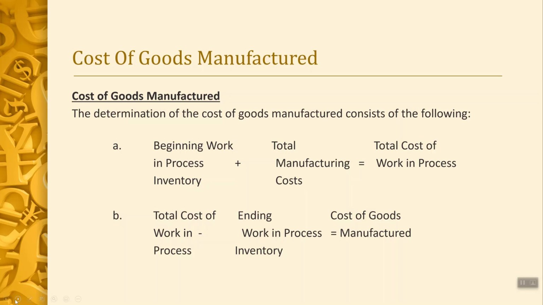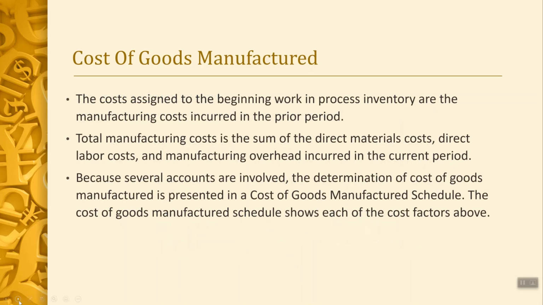So beginning work in process plus your total manufacturing cost, that's what you incurred in this period, will give you the total cost of work in process. Now, when we subtract our ending work in process inventory, that gives us our cost of goods manufactured. So when we have this, we're able to compute our cost of goods sold.